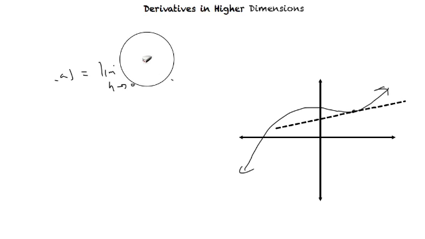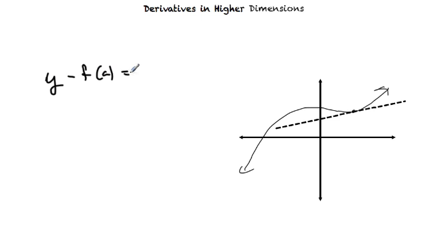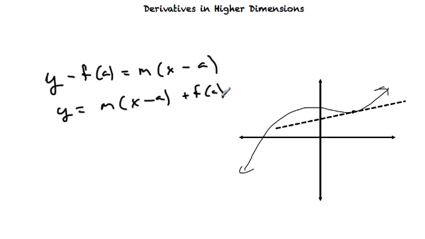So let me get rid of this for a second here, and we will start over. Okay, so here let's do this in the standard 2 dimensions. I could write my tangent line as y minus f of a is equal to m times x minus a. To solve for y, I get that y is equal to m times x minus a plus f of a. Okay, so what does it mean to be a good linear approximation?